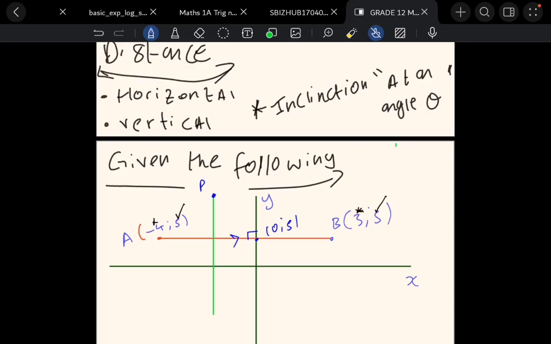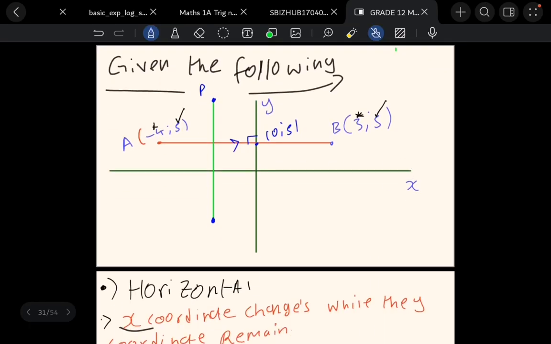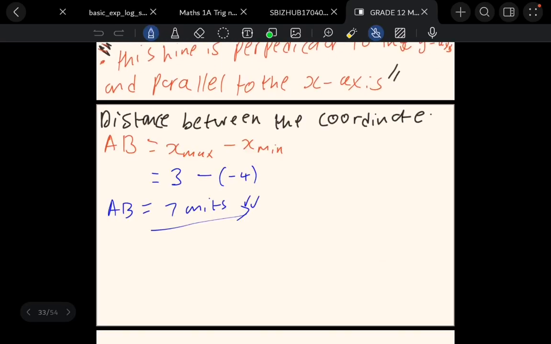Let's say this is P, this is Q. It is going to be (-4, -1) and (-4, 8). Now, the next one is the vertical distance. How do we calculate the vertical?